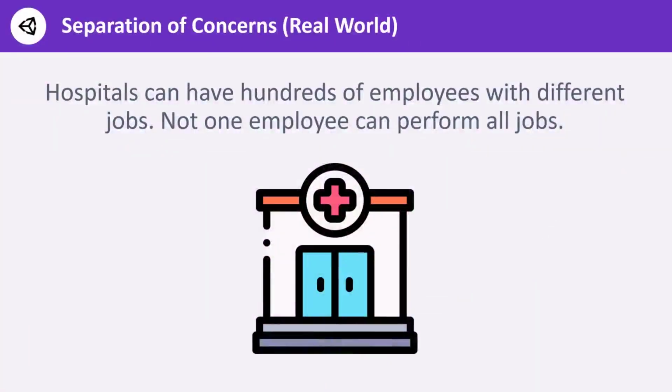In the programming world, we have a principle known as separation of concerns. This principle is not specific to Unity or C#. We can apply it to any programming language or framework. In fact, we can apply this principle to the real world. Hospitals can employ hundreds of people. There are surgeons, nurses, techs, chefs, janitors, etc. Each person is given a specialized job. Not a single employee performs all jobs. You can apply this concept to almost any industry. Businesses will always assign specific responsibilities to each employee.